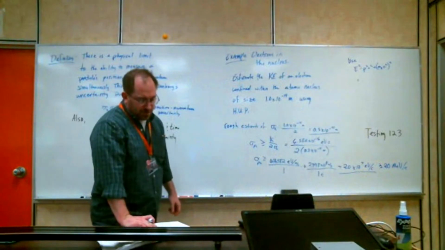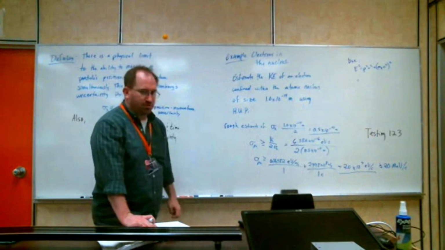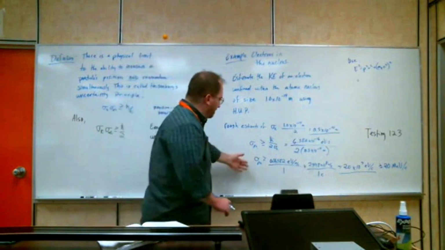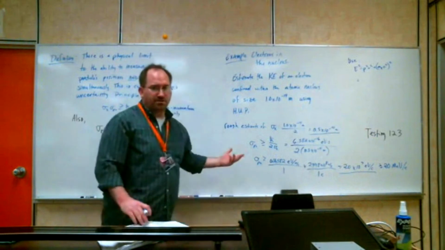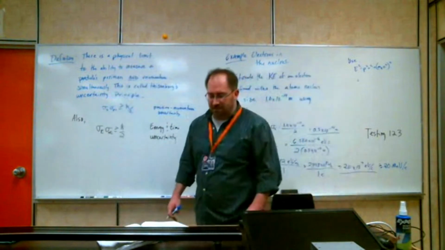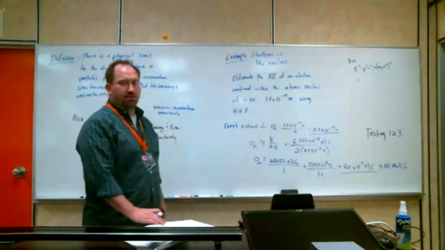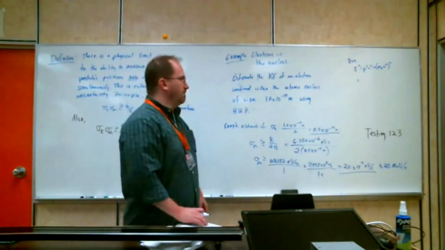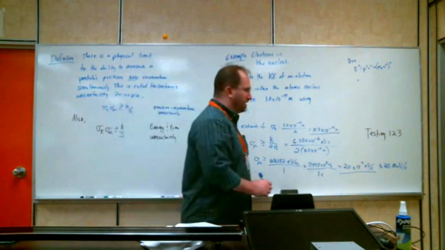So that's a huge range. This is a plus or minus, right? That's what the uncertainty is. So whatever the energy is, we only know it as well within 20 MeV per C. It's kind of a big deal. So let's assume that's 20 MeV per C.